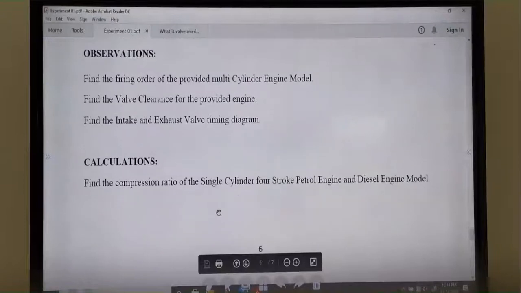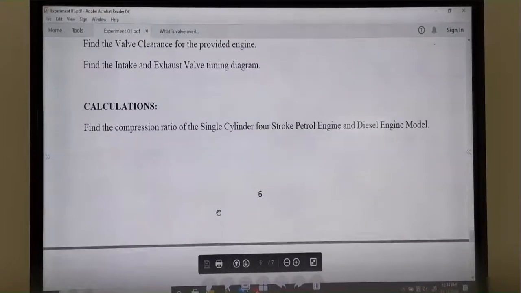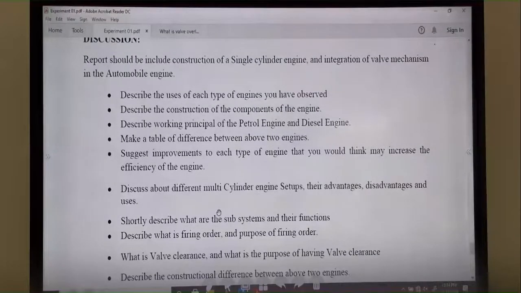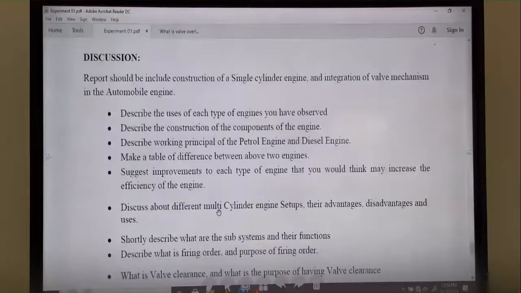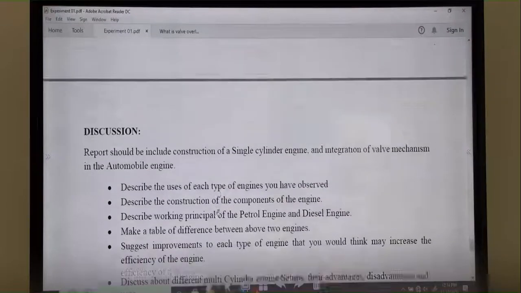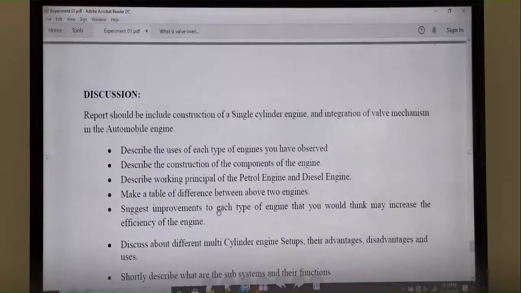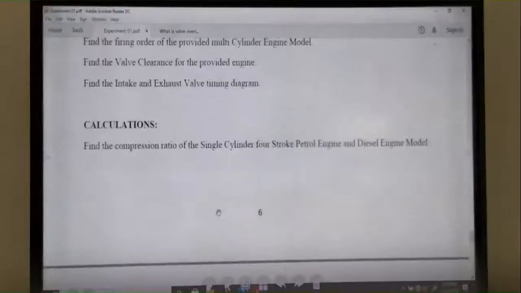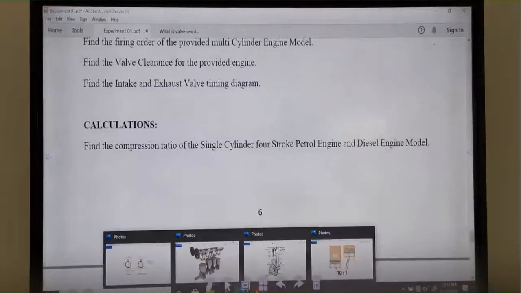And I have already told about the compression ratio of the calculation, and there is a discussion that's for your consideration. Thus, you need to work with these discussions. Then the final thing I need to show.